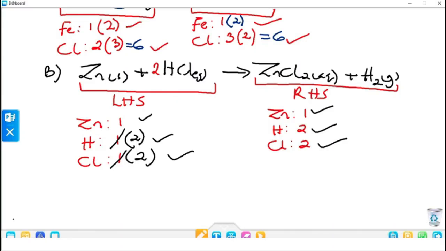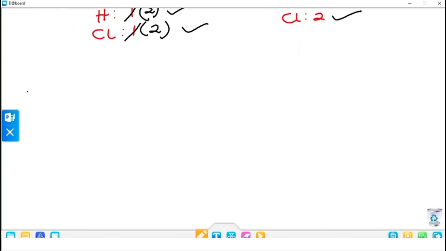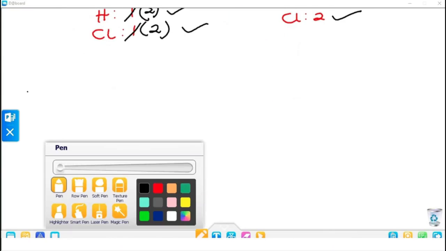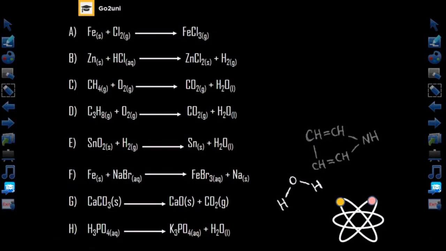Let us take a look at the third equation. By the time we have gone through these equations, you will be able to balance equations with ease. The third equation is between methane, CH4 plus O2 to give us CO2 plus H2O, that is water.